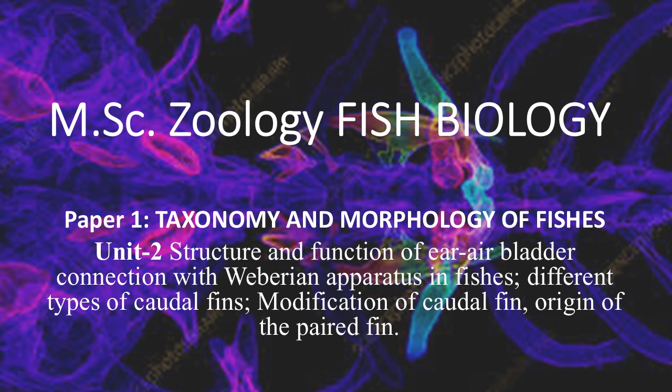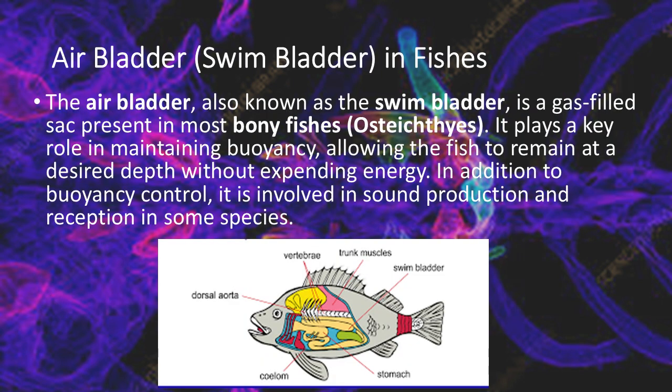Structure and function of ear-air bladder connection with Weberian apparatus in fishes, different types of caudal fins, modification of caudal fin, origin of the paired fin. Air bladder, swim bladder. In fishes, the air bladder, also known as the swim bladder, is a gas-filled sac present in most bony fishes, Osteichthyes.